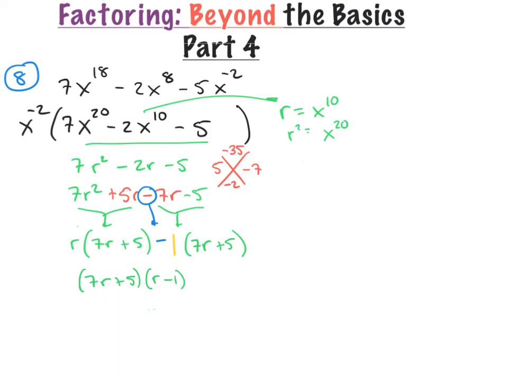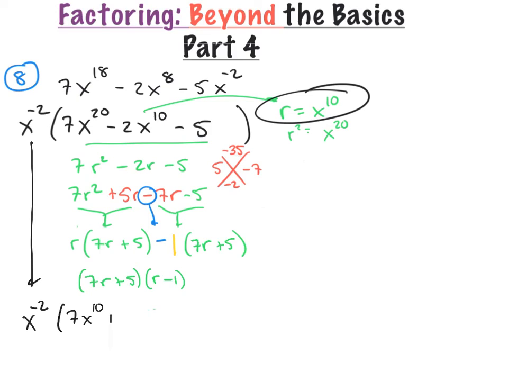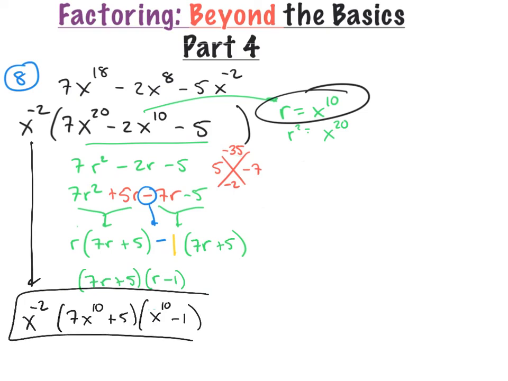Okay, that was just for inside the parentheses. So I'm going to do two things at once. I'm going to rewrite that x to the negative 2 GCF out front, just so I don't forget it. And then 7r plus 5, that was x to the 10th. So 7x to the 10th plus 5, and x to the 10th minus 1. Awesome. Last two problems.